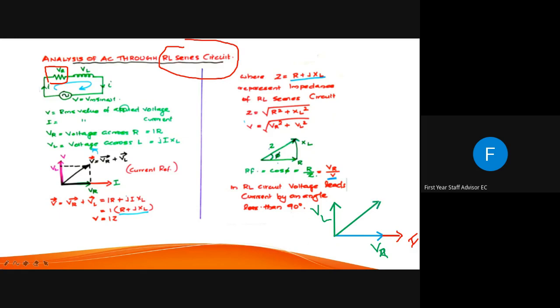So I can draw a line like this. Then, using a dotted line, you join this one. So this is the phasor diagram. The resultant vector is vector V, or phasor V, that is the sum of VR plus VL. Okay, is it clear for you? Is it clear?